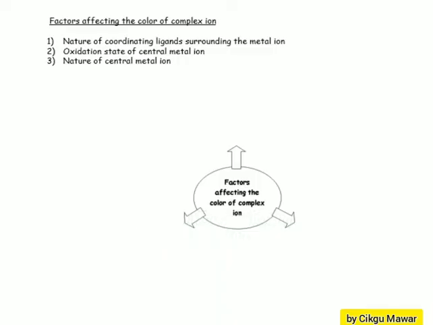Now I want to show you the factors affecting the color of complex ions. There are three factors. The first one is the nature of the coordinating ligand surrounding the metal ion, which refers to the ligands. The second one is the oxidation state of the central metal ion, and the third one is the nature of the central metal ion. Let me take a look one by one.